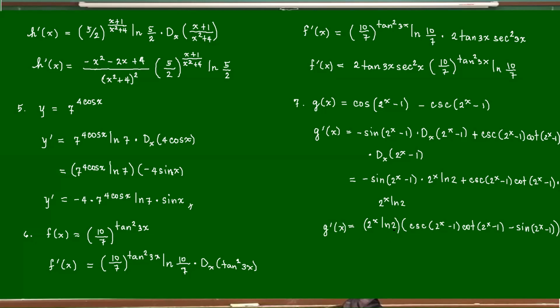I enclose this so that it will not be confused with ln of 2 of this, no? ln of 2 together with this, so that I have only ln 2 really. No? Any question, guys?